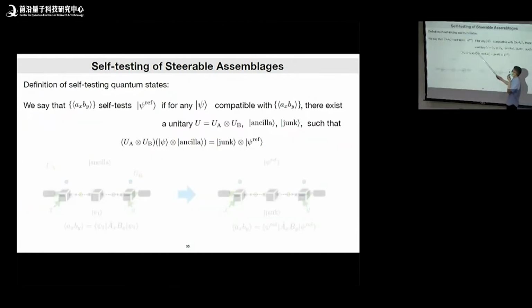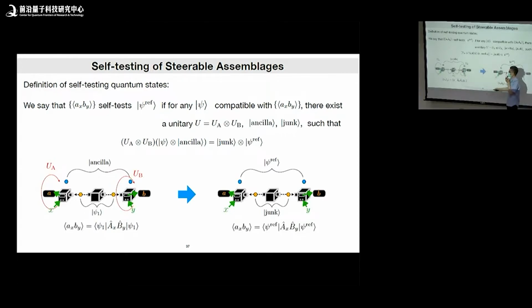Okay, so mathematically, the definition of self-testing of quantum states is that we say a correlation self-tests the reference state. Here, the correlation on the last page is the maximal violation of the CHSH inequality, and the reference state in our previous example is the maximally entangled 2-qubit state. If for any underlying state compatible with the correlation we observe, there always exists a unitary for Alice and Bob, and some ancilla and junk state, such that this equality holds.